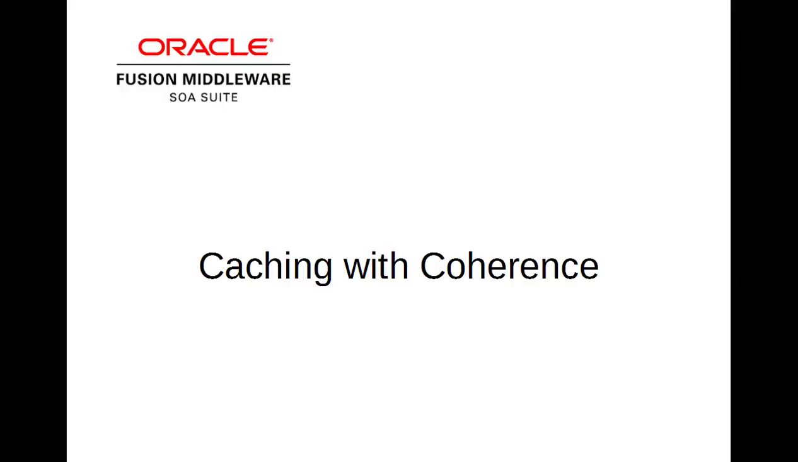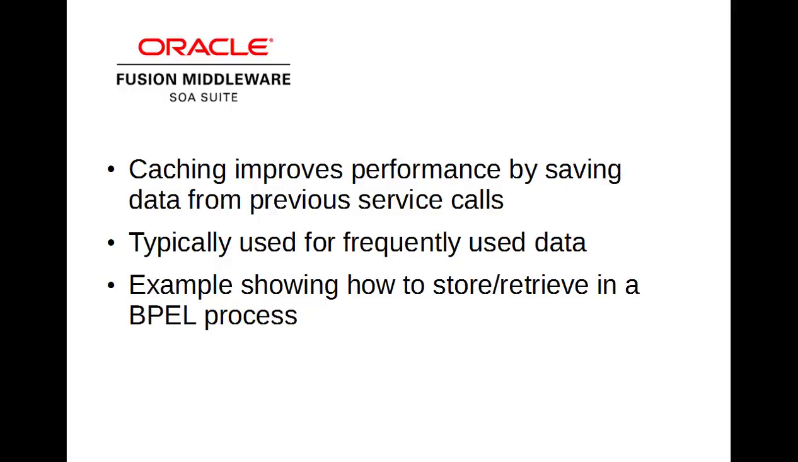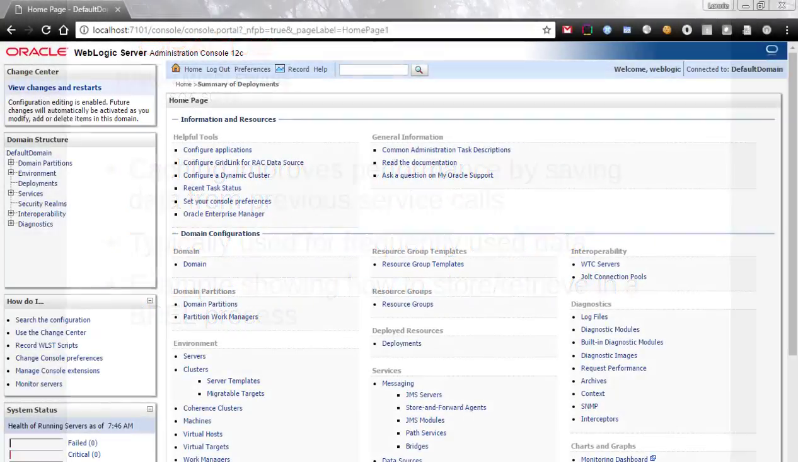In this example, I'll be demonstrating caching data with Oracle's Coherence. Caching data improves performance by saving data from previous service calls or other processing. It's typically used for frequently used data. In this example, I'll be storing and retrieving data from Coherence in a BPEL process.